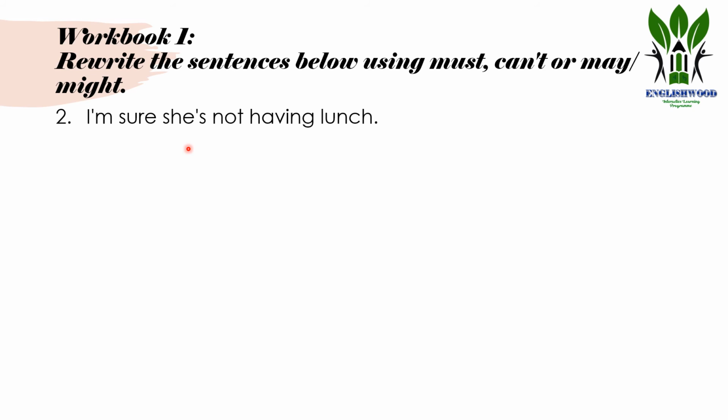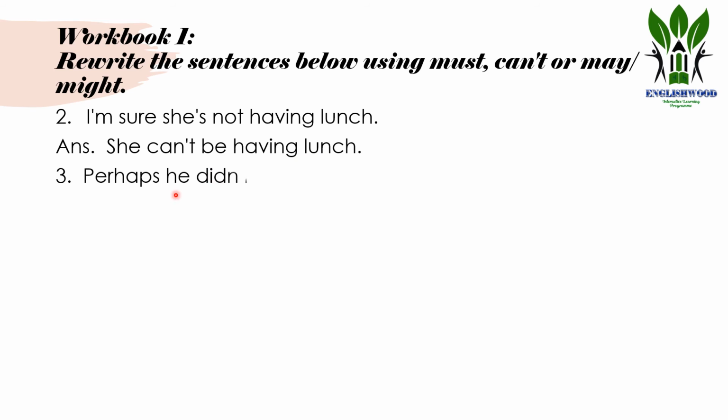I'm sure she's not having lunch. Means I'm sure, must; not means can't. Okay, and is means be. All right, so she can't be having lunch. Very simple.